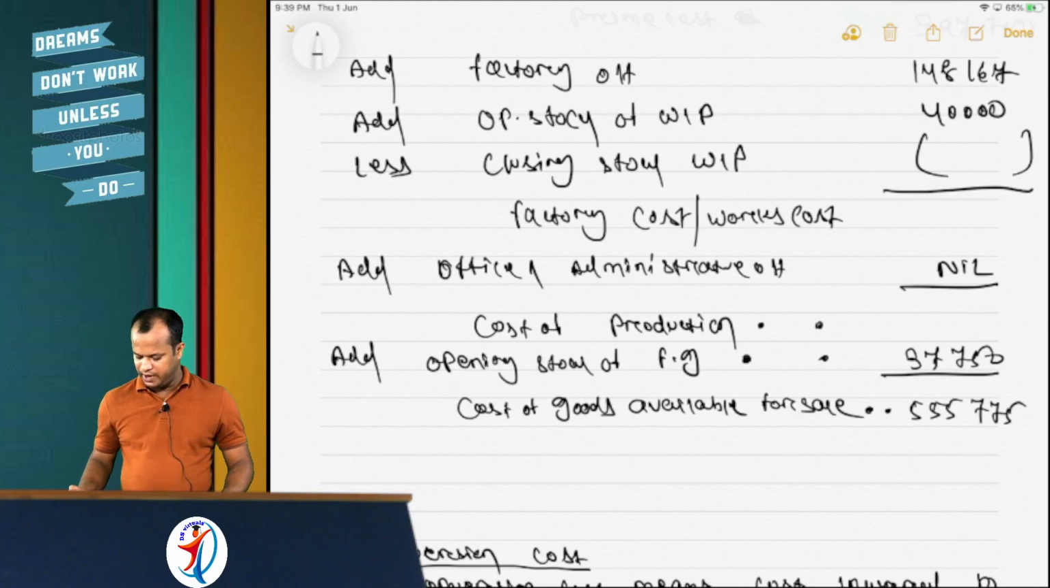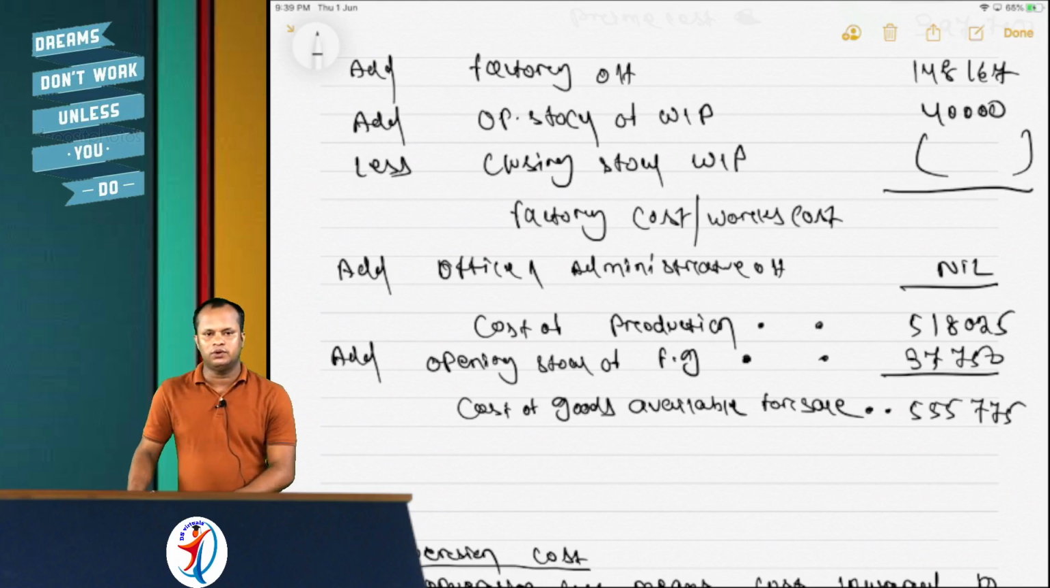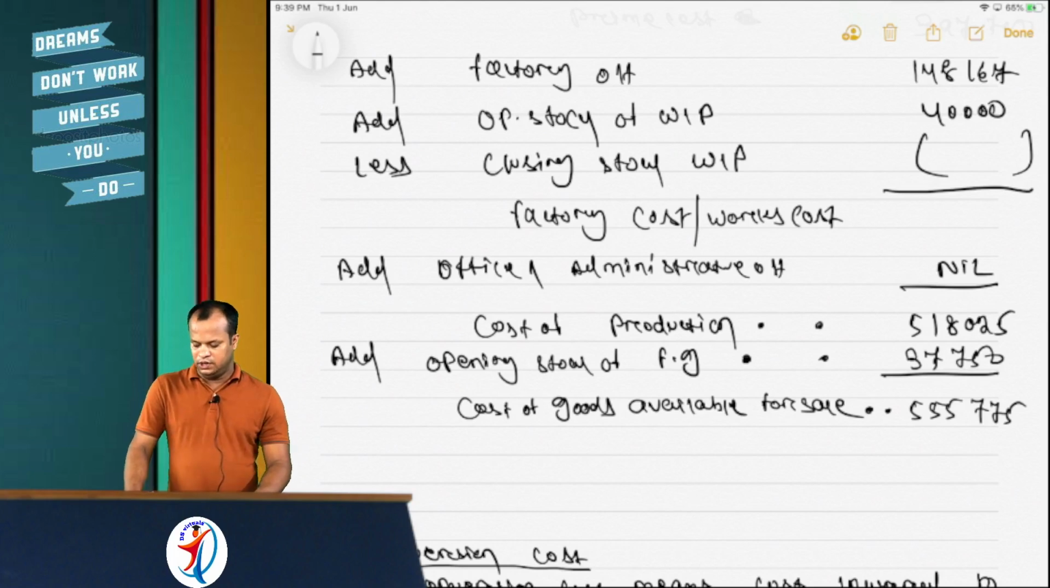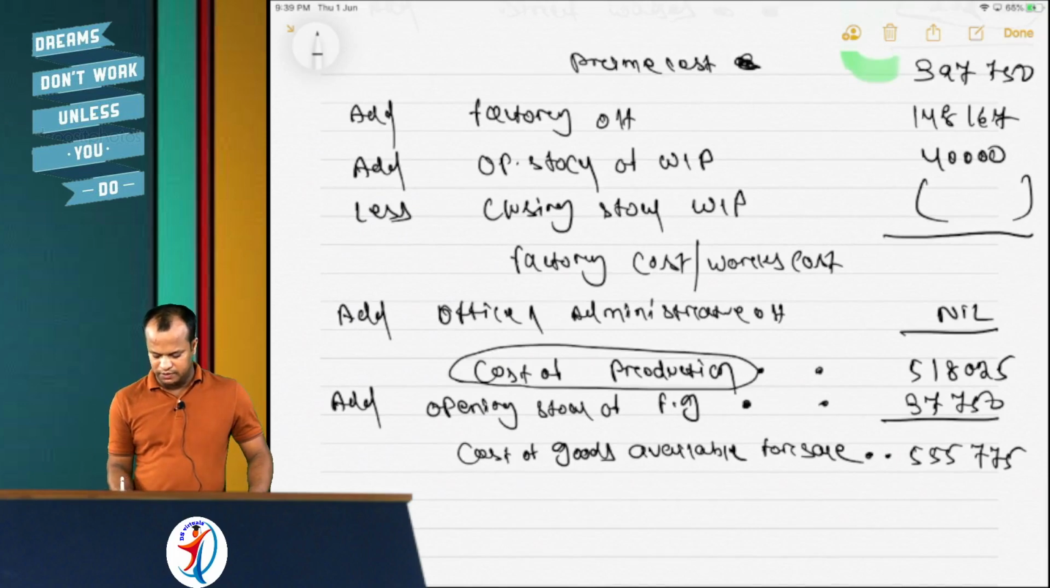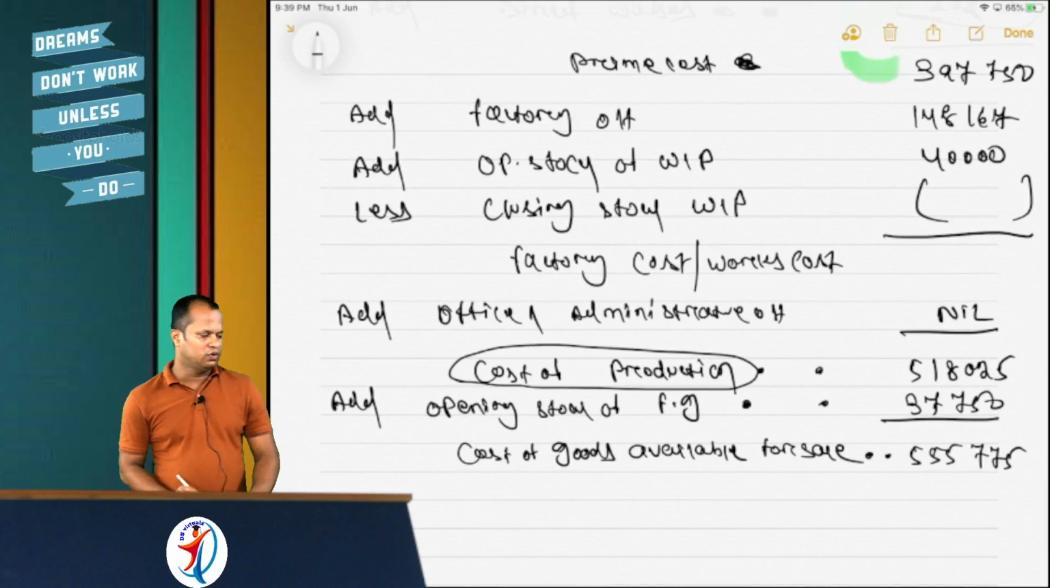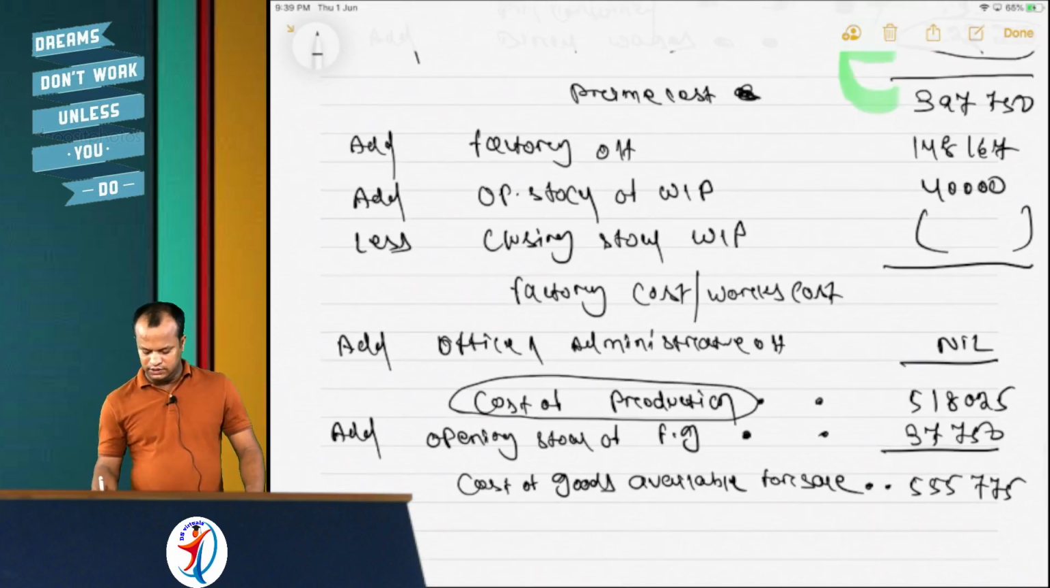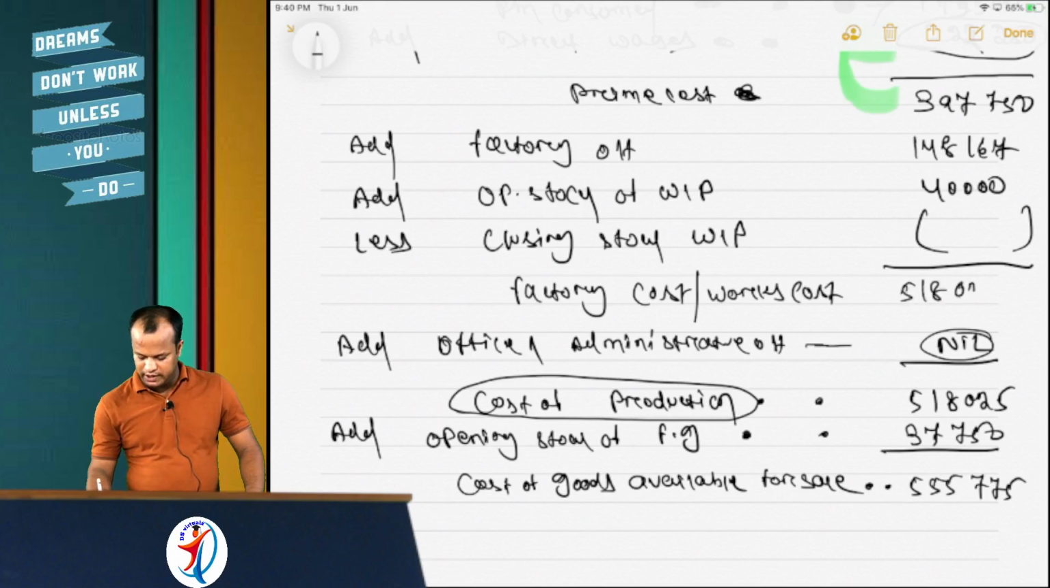So 5,55,775 minus 37,750. The result is 5,18,025. So 5,18,025 is my cost of production. Is it clear to all of you? Yes or no? Yes sir. Since administrative overhead is nil, the factory cost will also be 5,18,025.